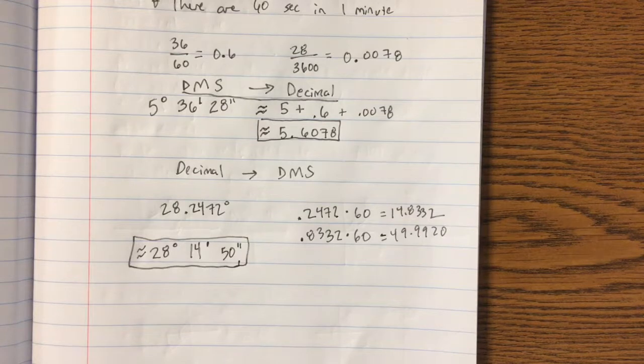Any questions so far? Just converting units here. So far we looked at how to sketch angles, right? We've looked at how to convert between degrees, minutes, seconds, and decimals. I guess that's it.